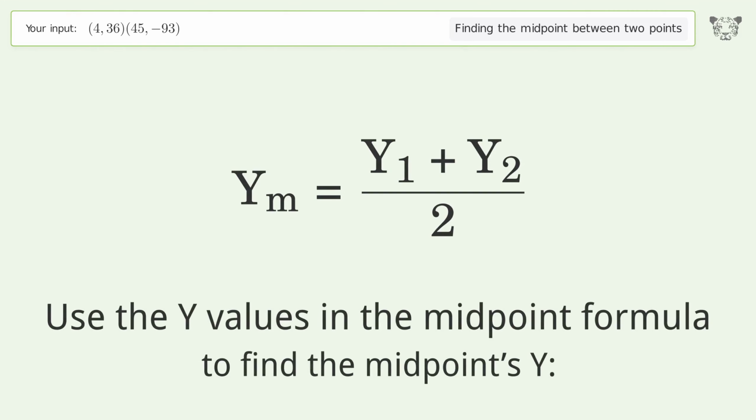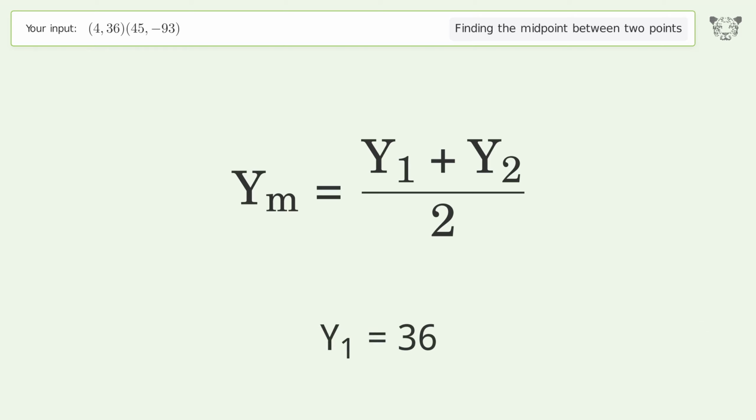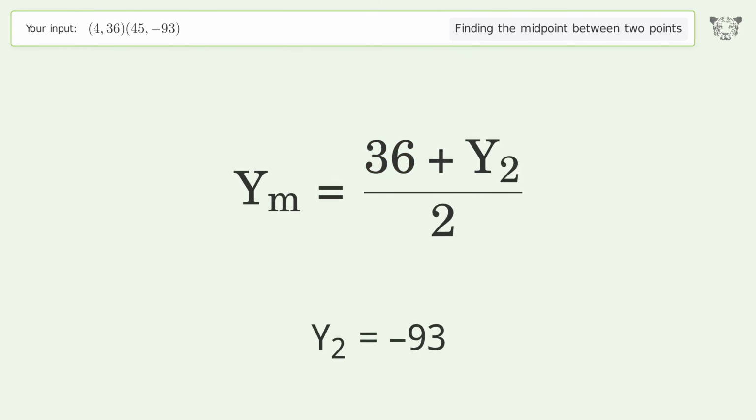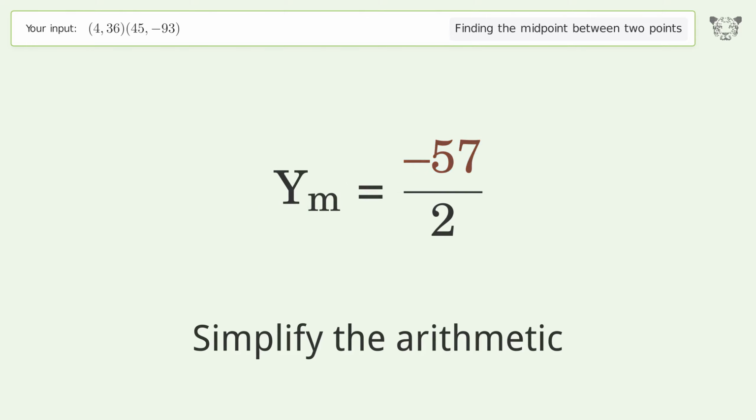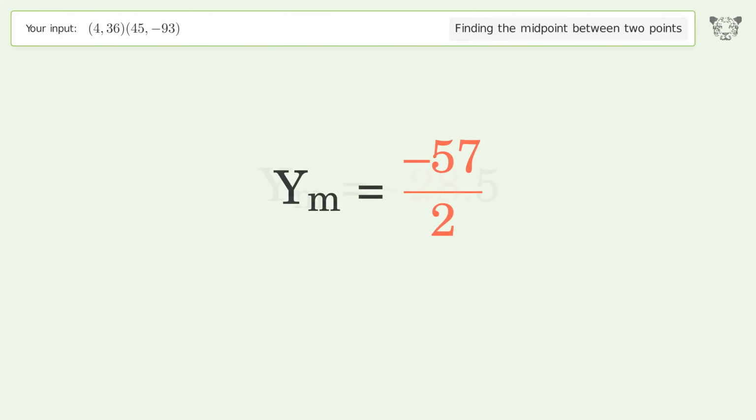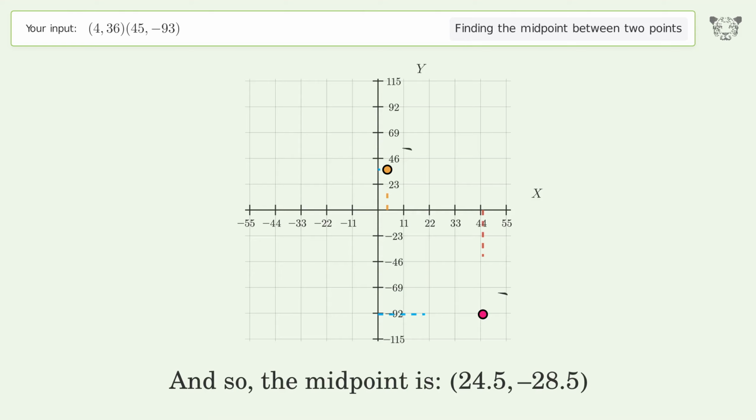Use the y values in the midpoint formula to find the midpoint's y. y1 equals 36. y2 equals negative 93. Simplify the arithmetic. And so, the midpoint is 24.5, negative 28.5.